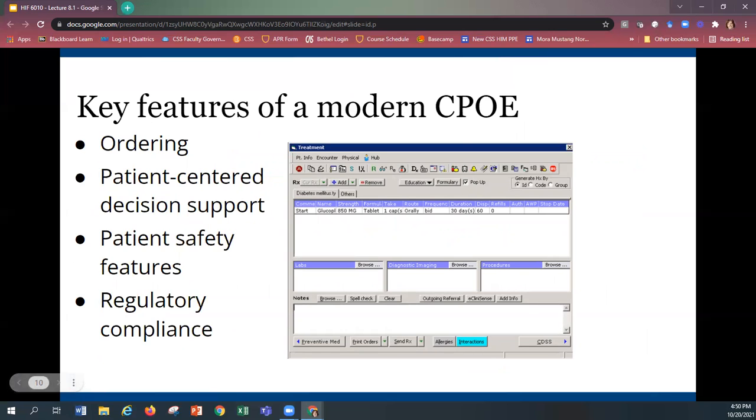Modern CPOEs have several features, most of which have been discussed here. Standardized ordering is facilitated through the CPOE and can be individualized as needed using order sets. Order sets are a combination of tests that are run together as part of a standard screening or diagnosis process. Patient-centered decision support provides the physician with information on medical history, current test results, and guidelines to support treatment decisions. Patient safety features include real-time patient identification and appropriate alerts to ensure that orders are patient appropriate. And regulatory compliance and security is critical as well, to ensure that only those with appropriate authority can make order requests.